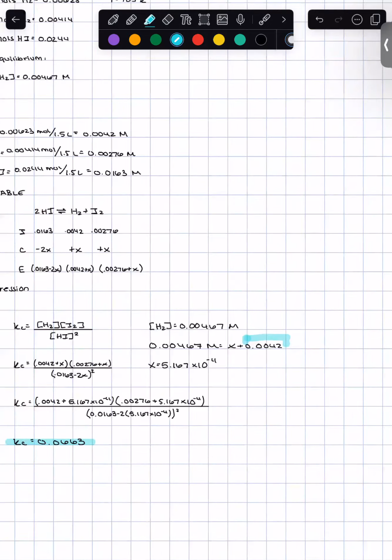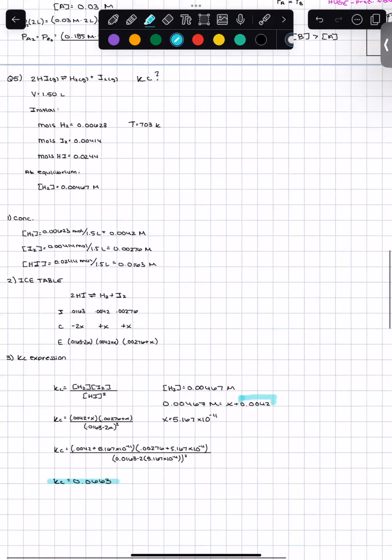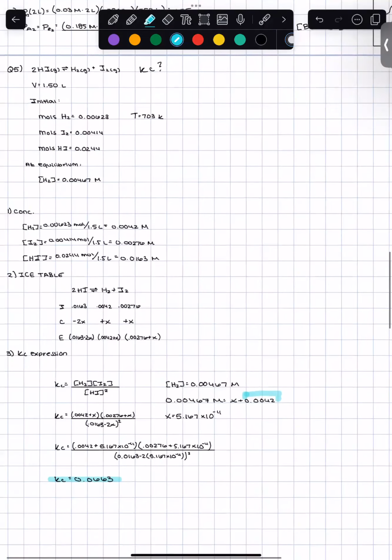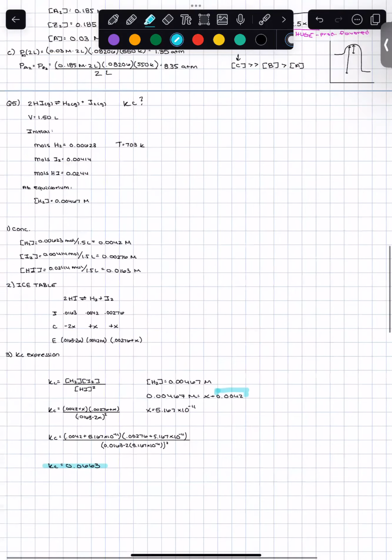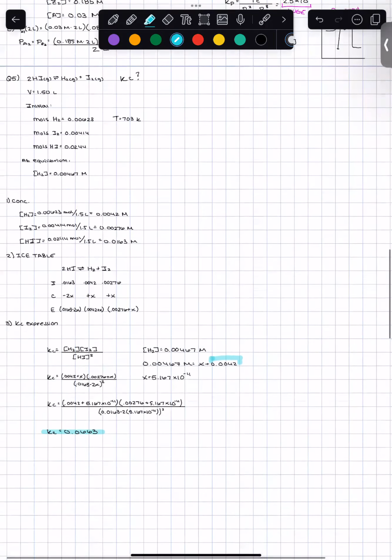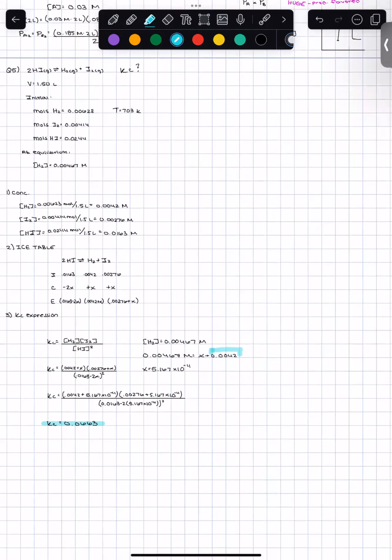Do we have any other questions on how to do ICE tables? Because after this, I'm going to move on to chapter 16. There's some important stuff to deal with there. Do you all feel like you can do this? It's the same steps every time, just sometimes the problems may look a little different.